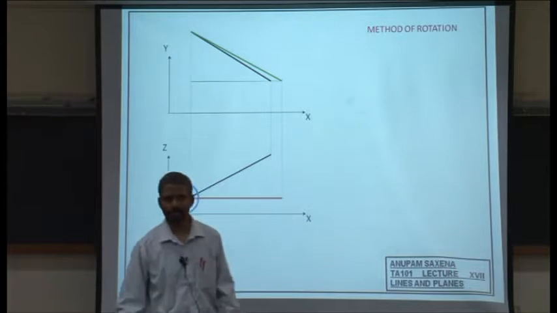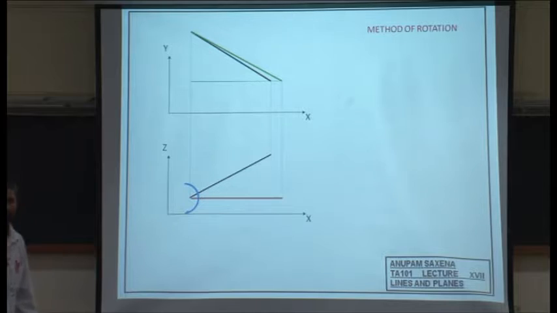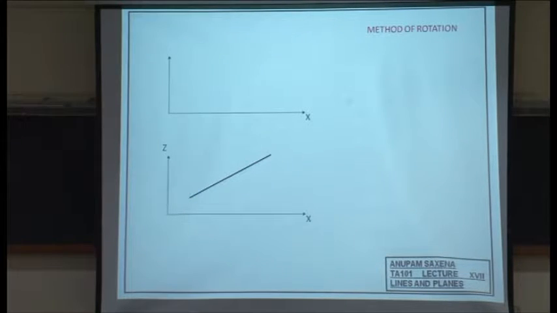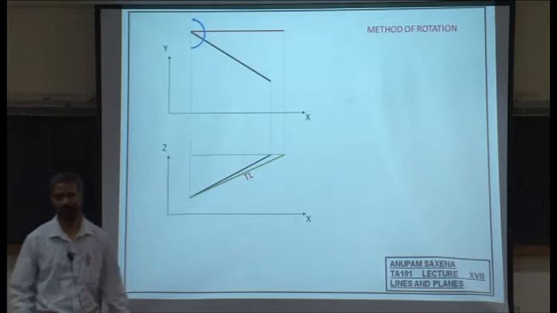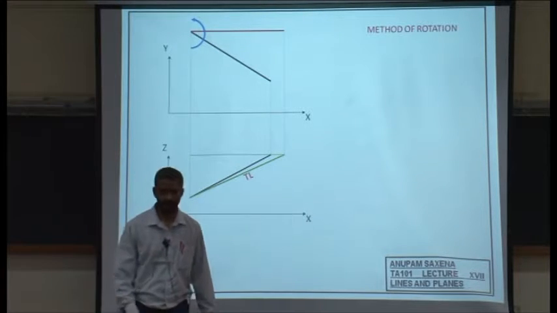We are using both planes for our view. In that example, the line becomes parallel to the horizontal plane. That's the reason why you get the true length of that line in the horizontal plane. In the previous example, the line becomes parallel to the front plane. That's the reason why you get the line in true length in the front plane.